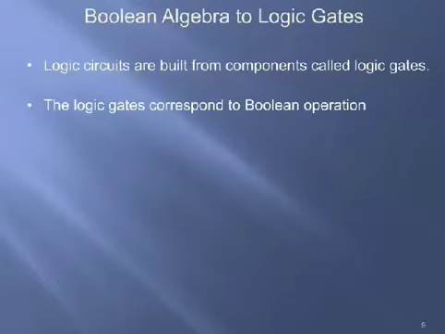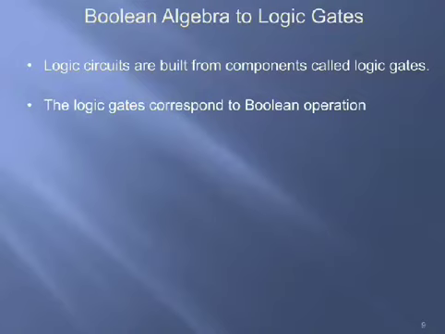Next we will see logic circuits are built from components called logic gates. All the logic circuits are digital circuits. Instead, you can say digital circuits are built from the components called logic gates. For any digital circuit, the basic building blocks happen to be the logic gates. Without logic gates, you cannot construct, design or manufacture any digital circuit, because logic gates happen to be the basic building blocks of any digital circuit. Logic gates correspond to Boolean operations.